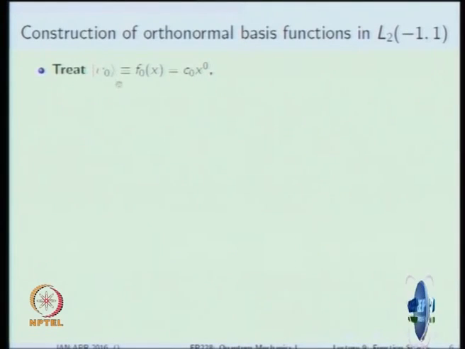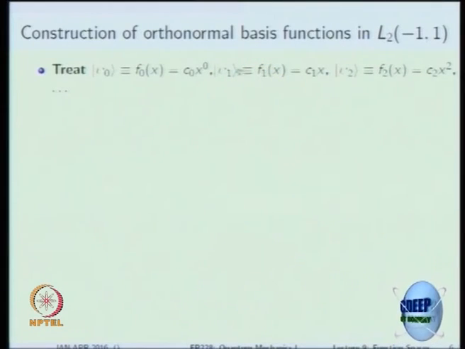Let's treat the initial state as a function. We'll put some normalization C0 times x to the power of 0. Then what do we do? First we need to normalize this function. Then we'll call that phi 0. Similarly, we'll call psi1 the next function, which is just linear in x. Psi2 is the third function, which is quadratic in x. So these are the basis functions, the non-orthogonal basis, and I'm going to do Gram-Schmidt orthogonalization.